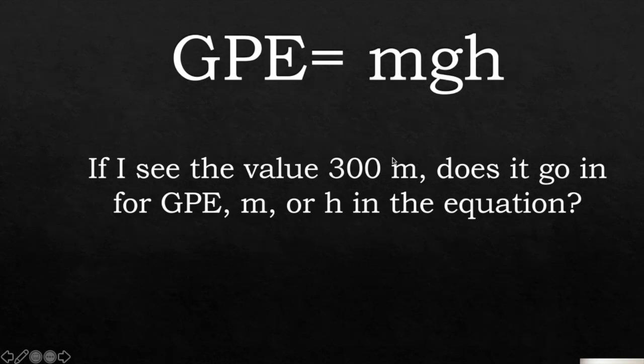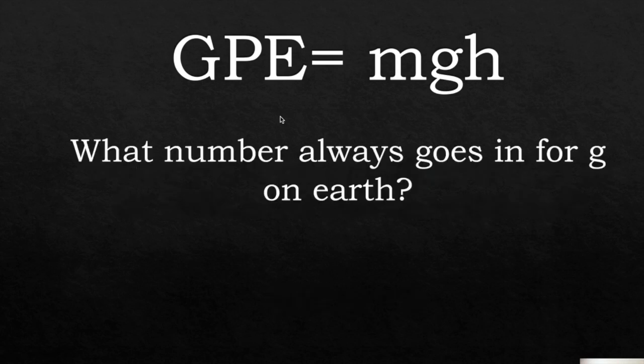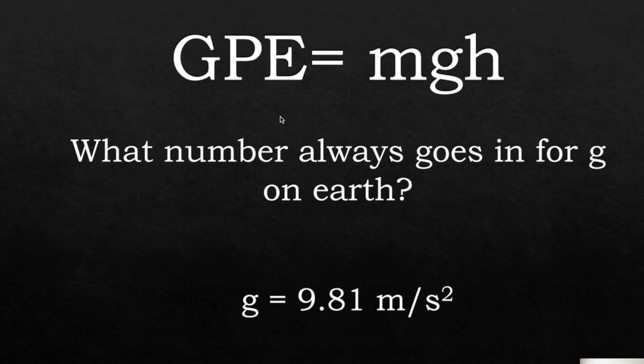So don't let the M down here and the M up here confuse you. If you see it coming to the right of a number, then it's the unit. If you see it in the equation, then it's mass. Okay, what number always goes in for G on Earth? That's 9.8. If you want to be more precise, it's 9.81, but for our purposes, go ahead and just use 9.8.